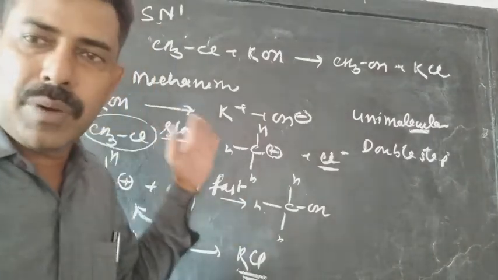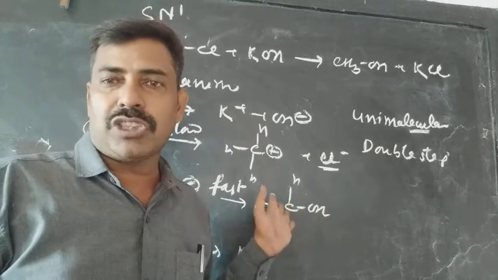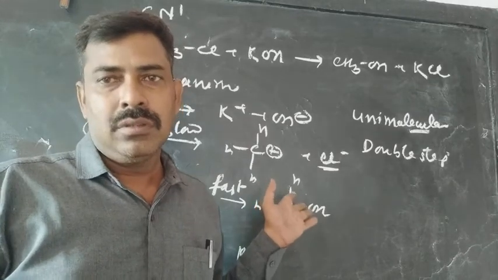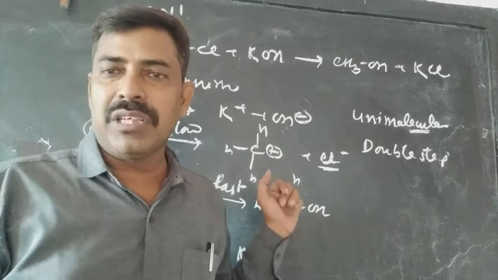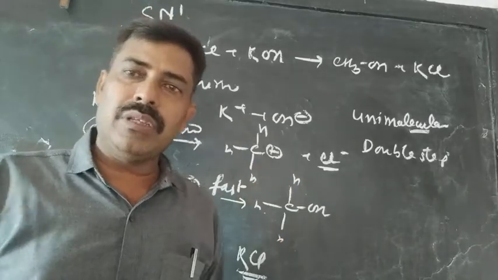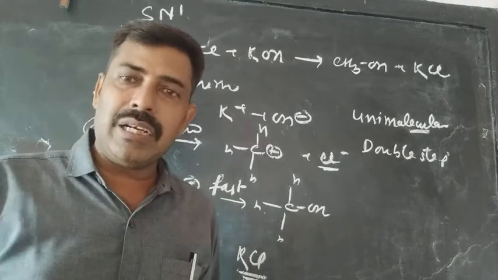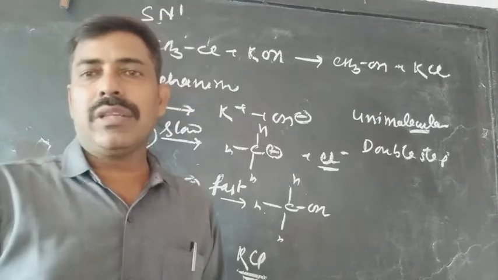The first step is the slow reaction, the rate determining step, and the second step is the fast step, the non-rate determining step. Now the last point: whether the system is going for retention or inversion, whether it retains its original configuration or changes.